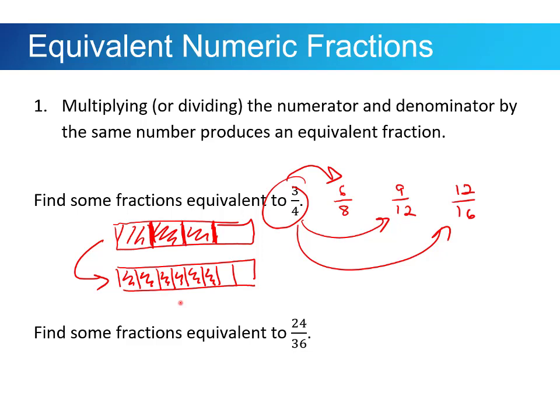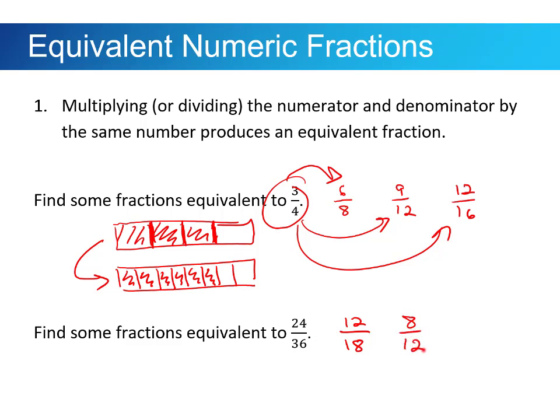Now, the reverse process also works. So then I should be able to take something like 24/36 and realize, oh, well, maybe I can divide the numerator by 2 and get 12, and divide the denominator by 2 and get 18. So there's an equivalent fraction if I divide both the top and the bottom by 2. Or I can divide both the top and the bottom by 3, in which case I get 8/12.